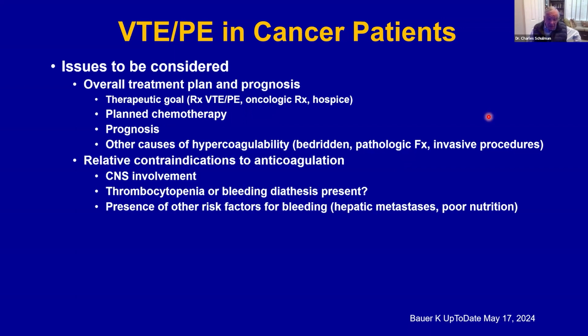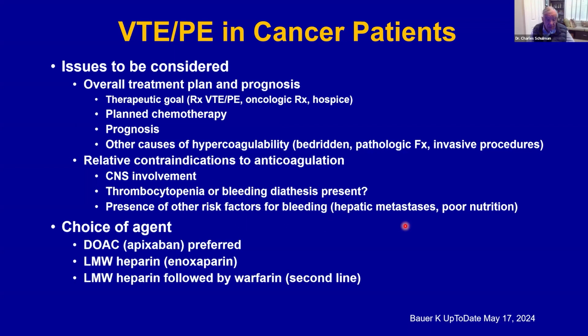Some relative contraindications to anticoagulation in cancer patients might be CNS involvement, or bleeding diathesis, such as thrombocytopenia, or the presence of other risk factors for bleeding, such as hepatic metastases, or poor nutrition. The DOACs are preferred. Enoxaparin is sort of the second choice, where enoxaparin followed by warfarin is considered to be second-line therapy.